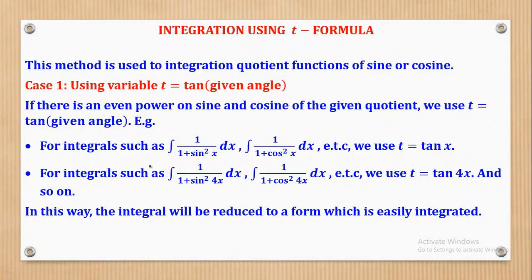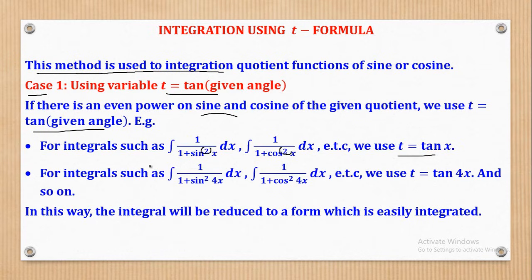So now we shall go to integration using the t formula. This method is used to integrate quotient functions of sine or cosine. Case 1 is using the variable t equal to tan the given angle. If there is uneven power on sine or cosine of the given quotient, we use t equal to tan the given angle. So as long as you see uneven power, for example, here there is uneven power, this is also uneven power, there we shall use t equal to tan the given angle.